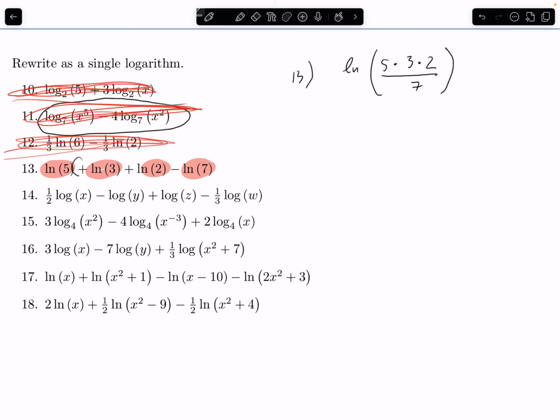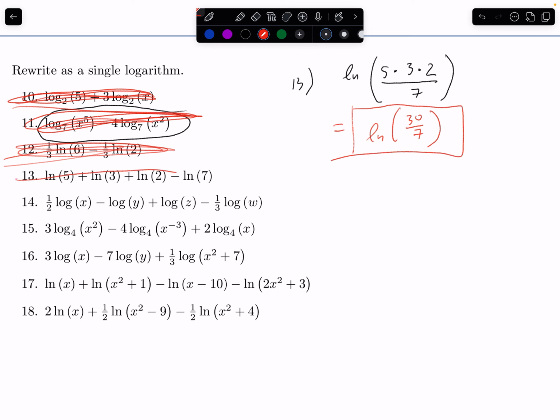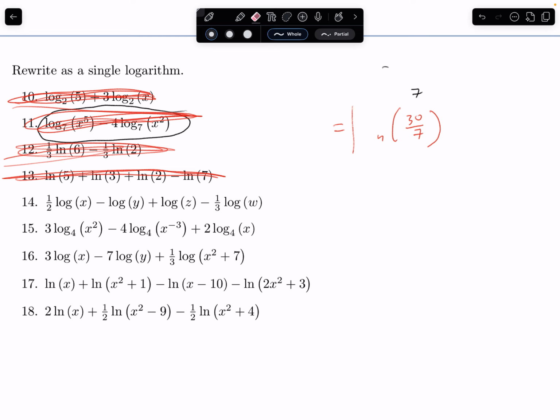You see that? Plus becomes multiply, minus becomes division, but all inside of a log. So what is that? Natural log of 5 times 3 is 15, times 2 is 30, and 7 is just 7. So log of 30 over 7. It took me 2 steps because I had to actually multiply those numbers out. But turns out 13 was easy, as I suspected.